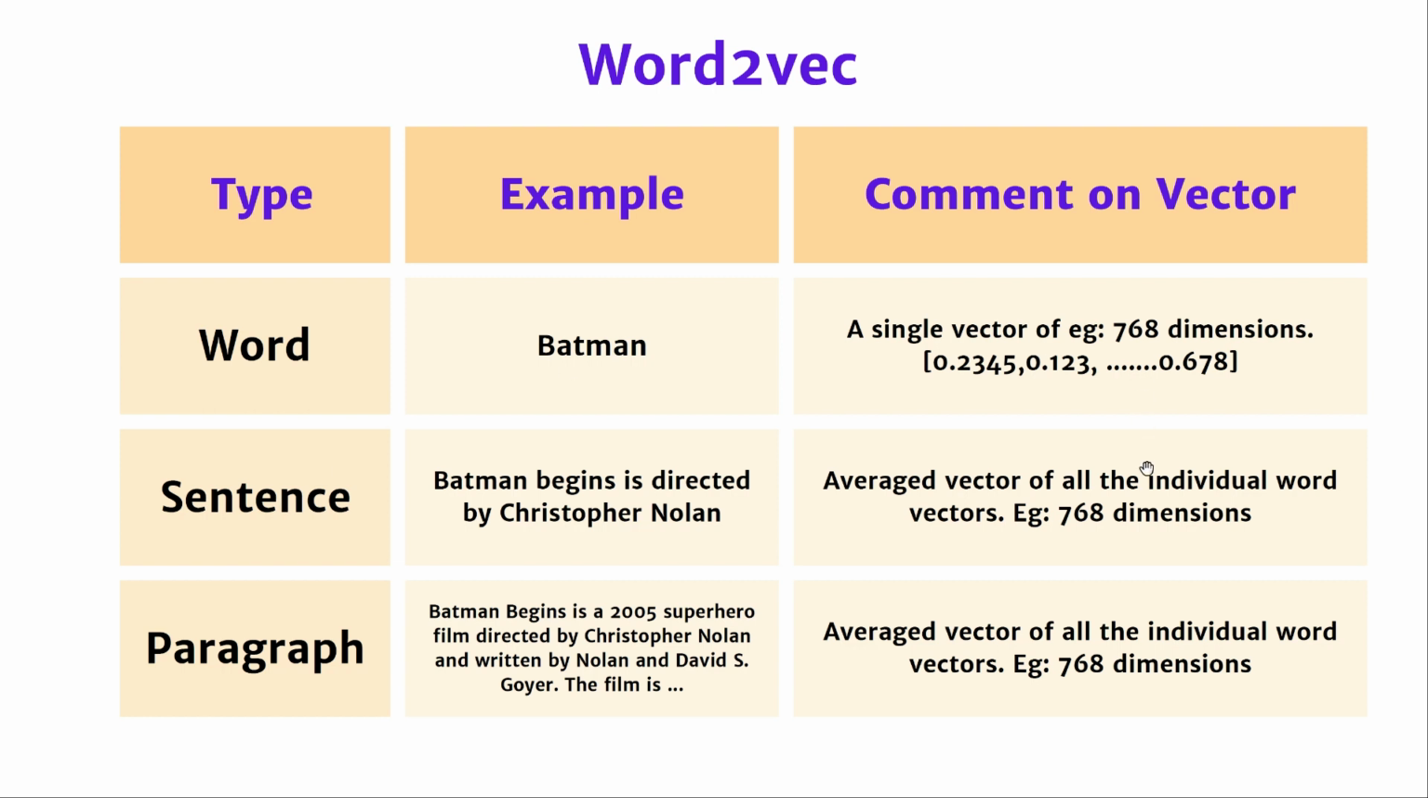And for a sentence, you have a dense vector instead of a sparse vector. So instead of 50,000 dimensions, etc., you have a dense vector that is of 768 dimensions or 360 dimensions, etc. And similarly for a paragraph, you have a dense vector as well, which is of fixed dimensions.